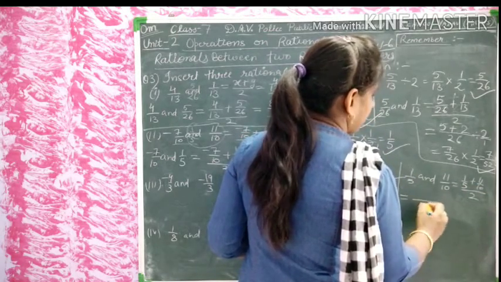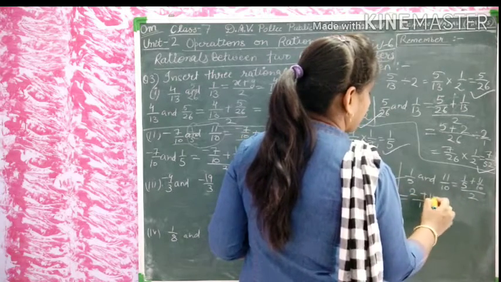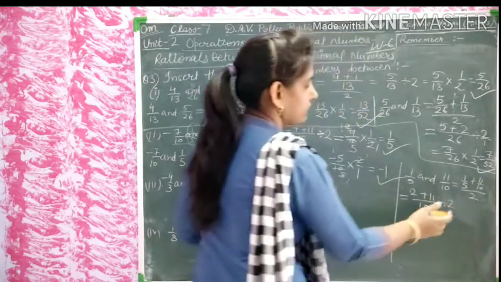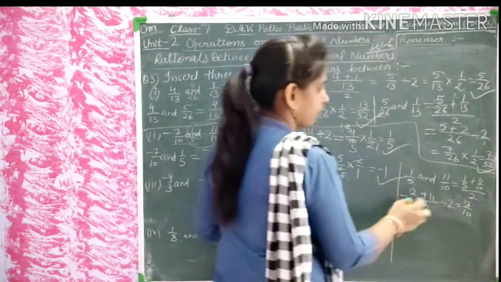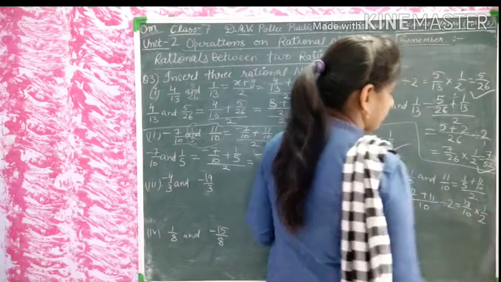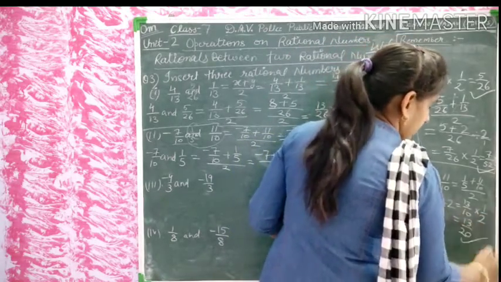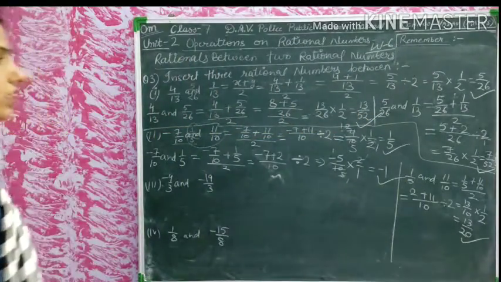Here the LCM is 10, and 5 2s are 10, 2 1s are 2, plus 10 1s are 10, 11, and divided by 2. It will become, and this will get here 13 by 10. It will become 13 by 10, divide changes into multiply, and 1 by 2 its reciprocal, and this will get 13 by 20. This will be the answer here. Now we will go to the next question.